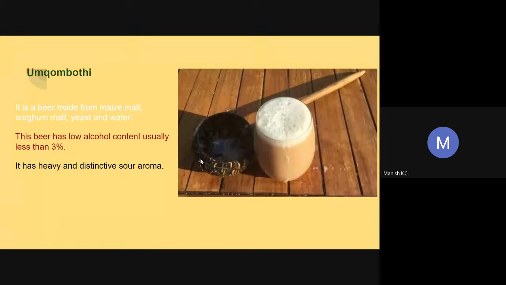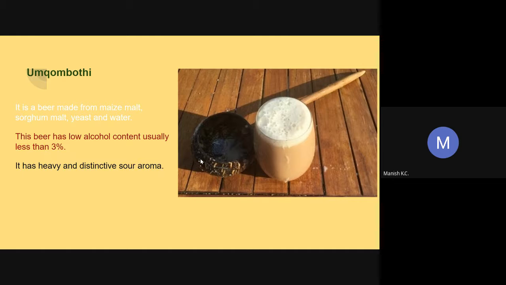So this drink caught us by surprise, and we didn't really expect it. A worker from that particular restaurant was very inquisitive about us, and he found out that we were not from there. He told us to have some fun and create some memories. So he offered and said that you can have this drink called Umqombothi. It's a drink from Africa, and we all decided to have it.